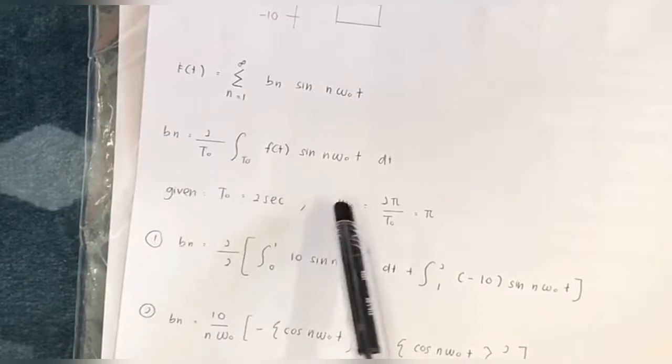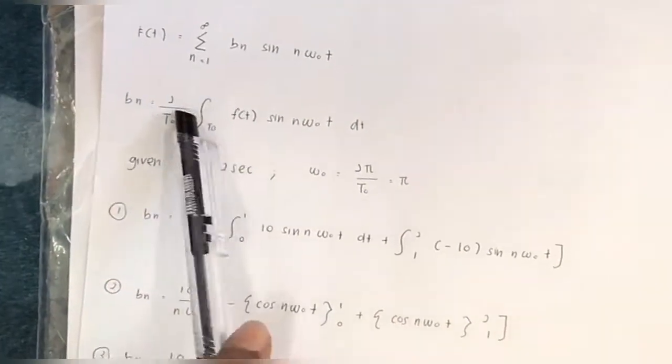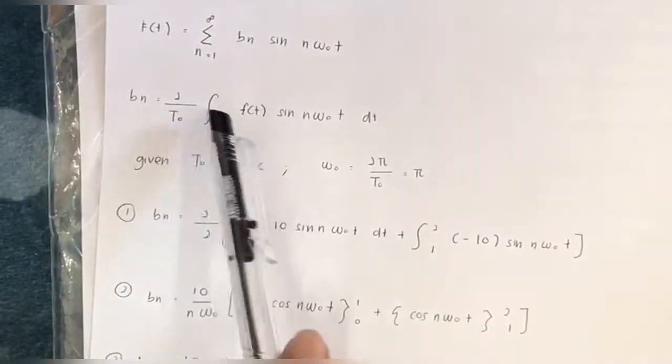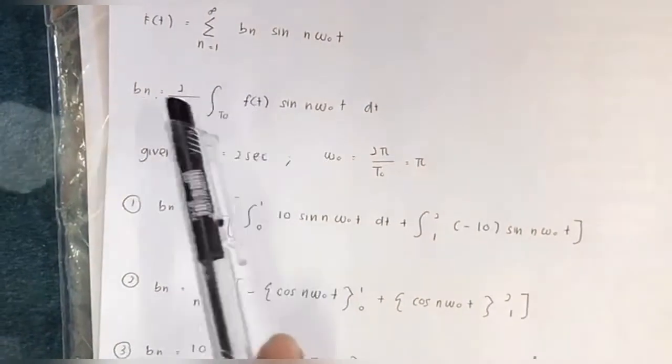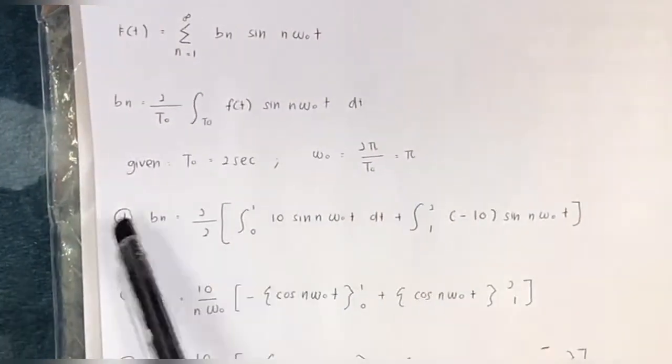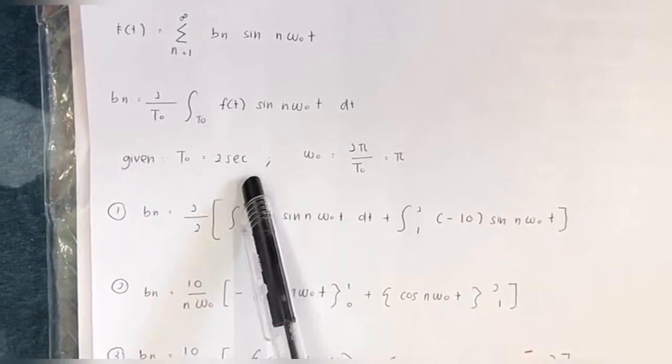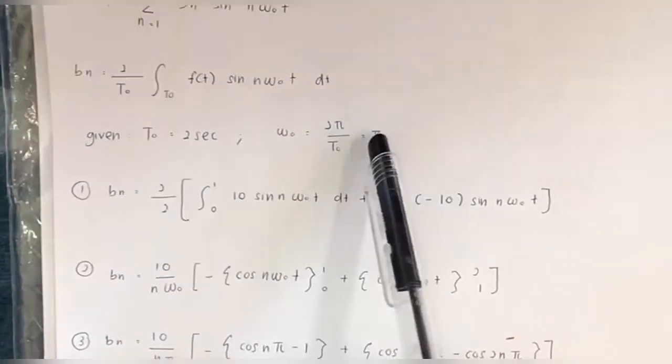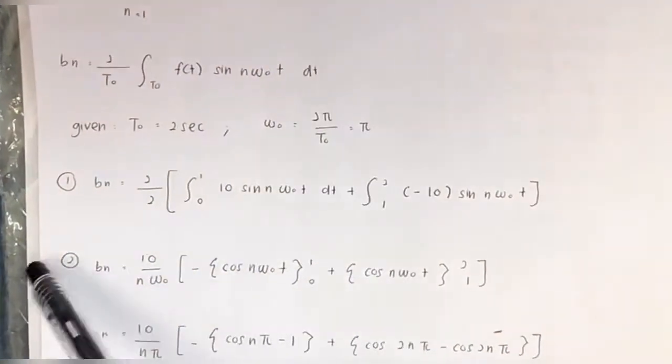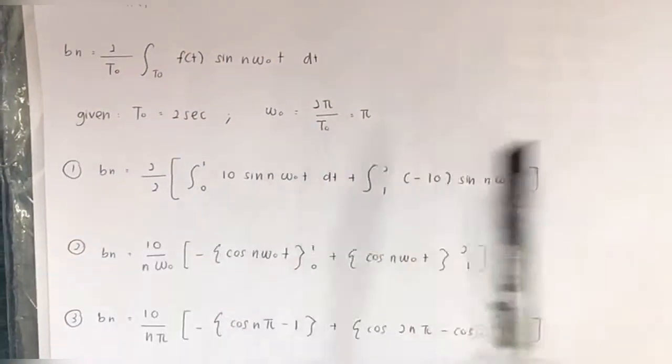The function given is an odd function, so we will use the formula for an odd function as shown. To find Bn, the equation should be like this. 2 is fixed, and 2 should be over T0. Given T0 equals 2 seconds, W0 equals 2 pi over T0. And let's solve this question now.